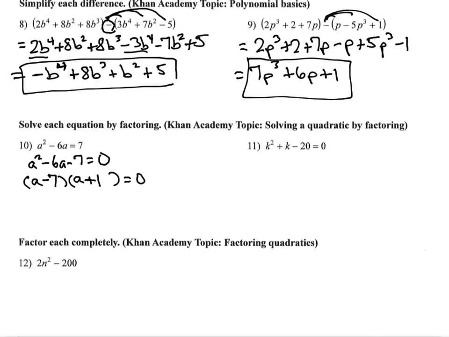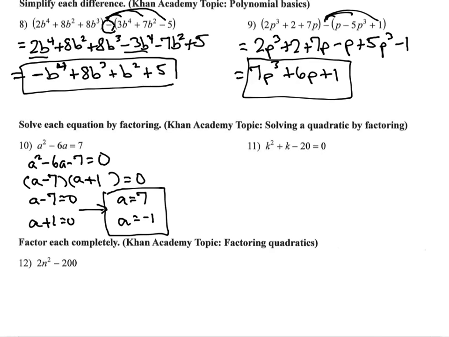Once we have a fully factored equation, we set each of those terms equal to 0. A minus 7 equals 0. A plus 1 equals 0. Add 7. Subtract 1. So positive 7 and negative 1.